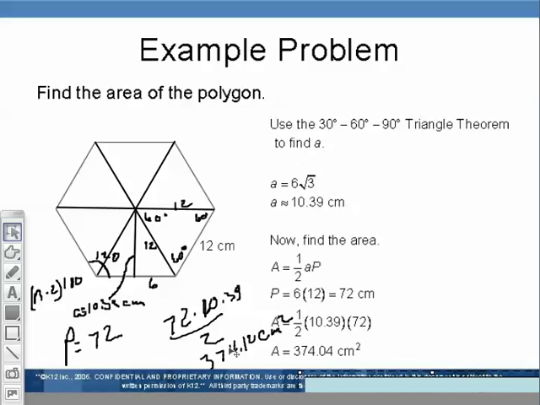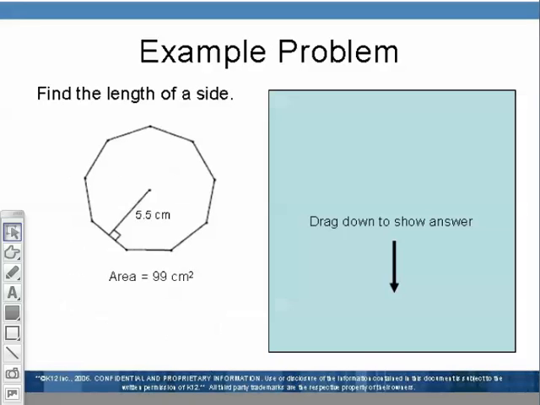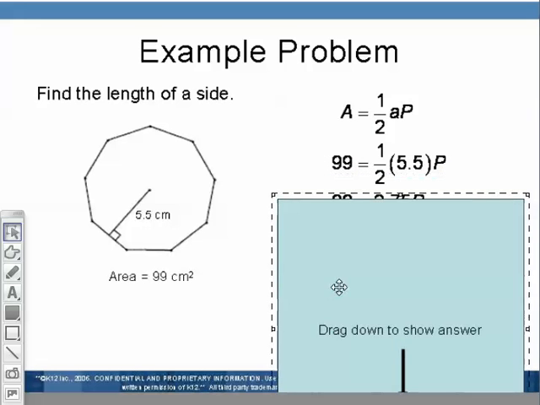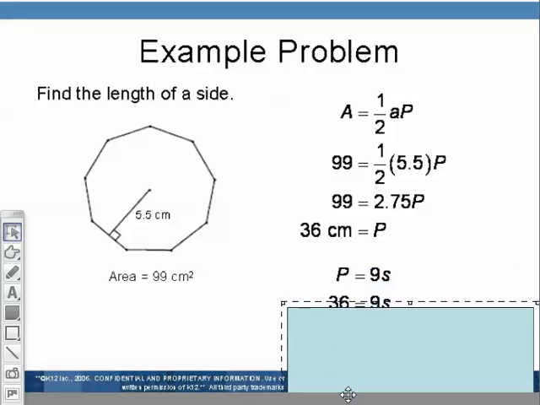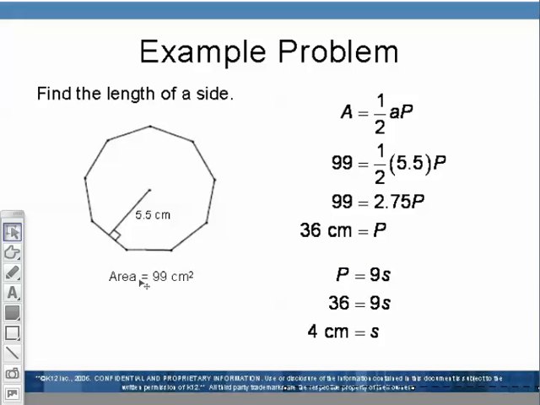Having worked through that problem, I think the next thing we've got up here is another problem. And what they're going to show you here is even with multi-sided objects, many sides, you can still figure out the length of the sides. I'm going to take this area, divide it by the apothem, multiply it times 2, and I will find that the perimeter is 36 centimeters. And then count the sides and divide by the 9 sides. 36 divided by 9 tells me that each one of these sides is 4 centimeters long. Okay?